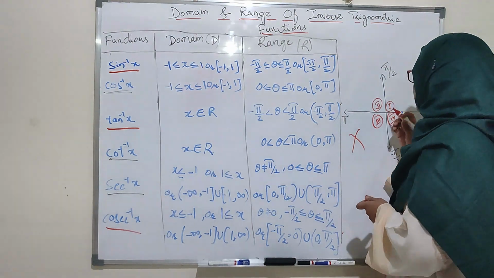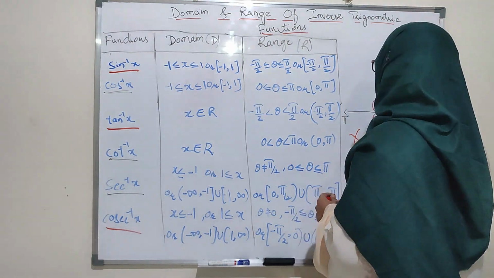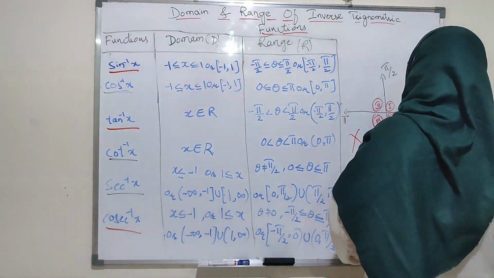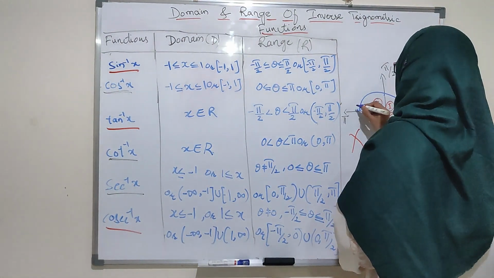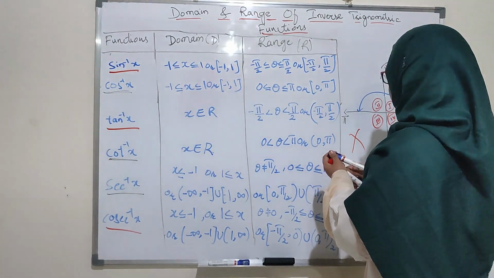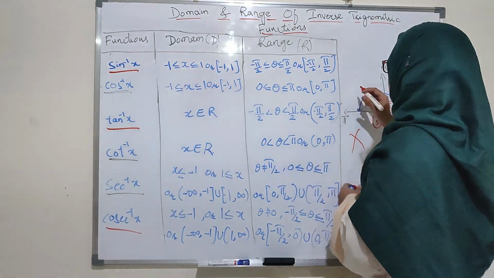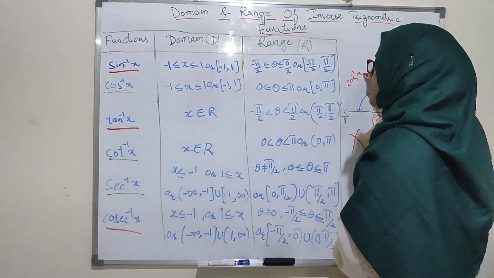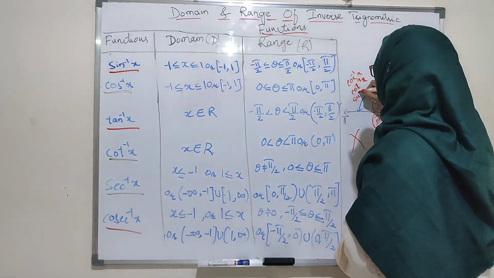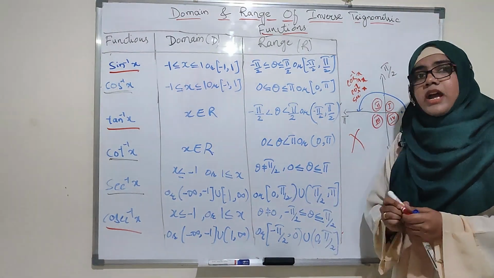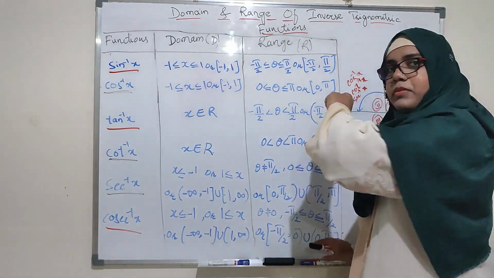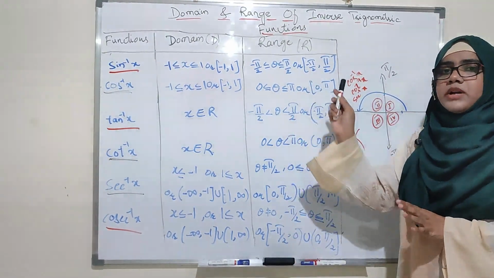And now, the second group lies in between 0 and pi. For the second group we have taken cos inverse x, cot inverse x, and sec inverse x. These three lie in between 0 to pi, and cos inverse takes values in the closed interval 0 to pi because cos is defined on 0 and pi.